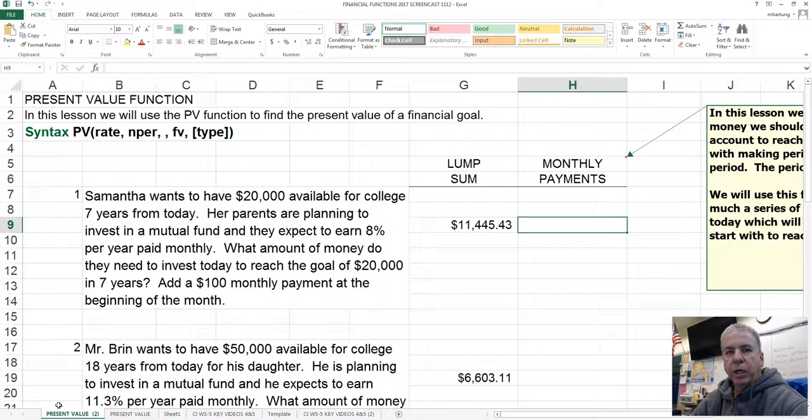Let's go ahead and use the same problems from video 1, starting with Samantha, her $20,000 that she's trying to save for college 7 years from now. And what we're going to do that's different from the lump sum is we're going to actually add a monthly payment at the beginning of each month. So add $100 monthly payment at the beginning of the month. So here we go.